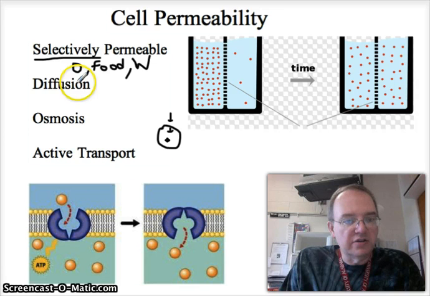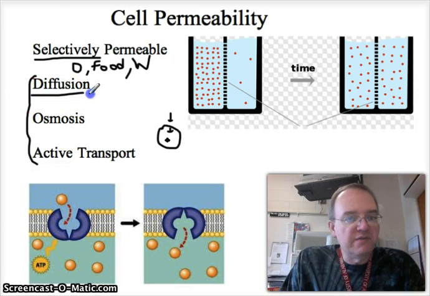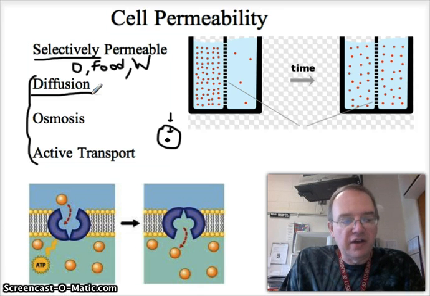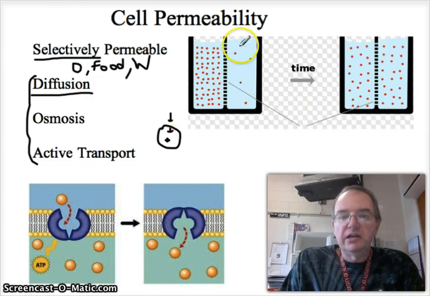Now, in this particular video, we're going to talk about 3 ways in which those things are allowed to pass. One way is diffusion. Diffusion means a movement from an area of high concentration to an area of low concentration. Now, let's take a look at these examples here. Let's say we have a membrane here. Let's say this is the cell membrane.